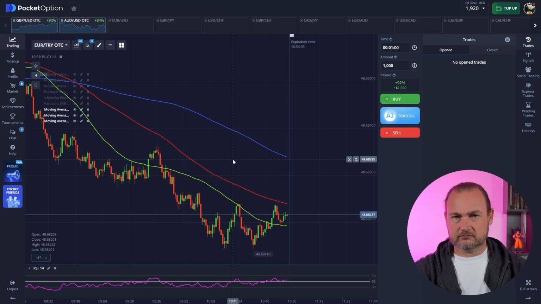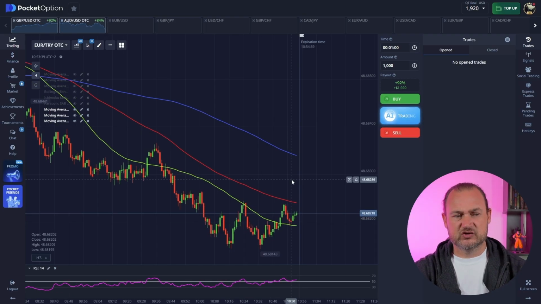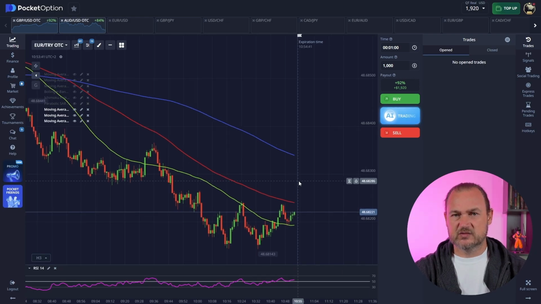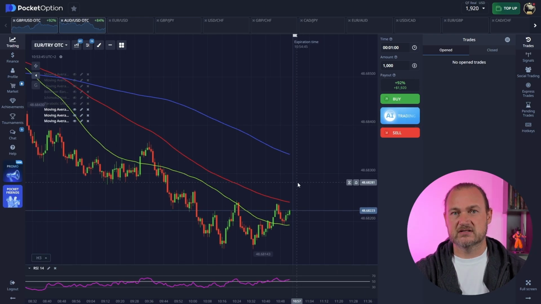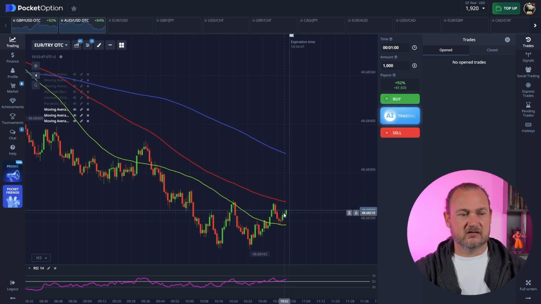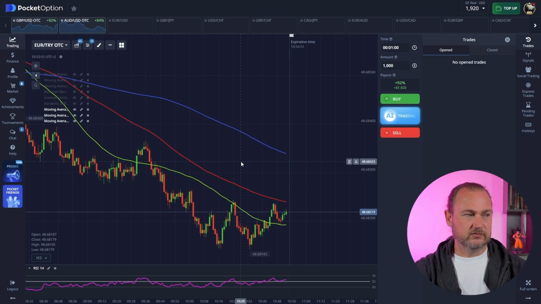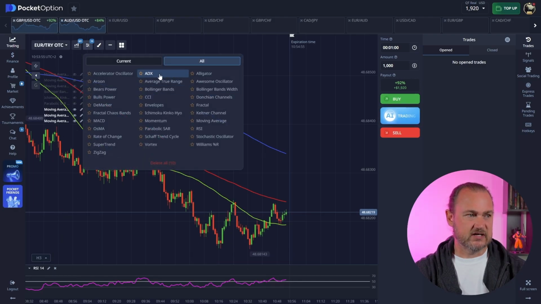But like I said, short expiry, 1 or 2 candles, maybe 3, depending on what mood the market is in that day, and that's it. So that's the RSI. Now, let's have a look at one of my other favorite indicators as well.